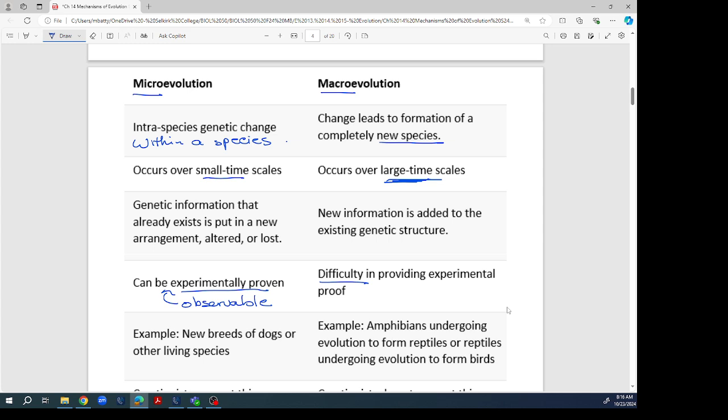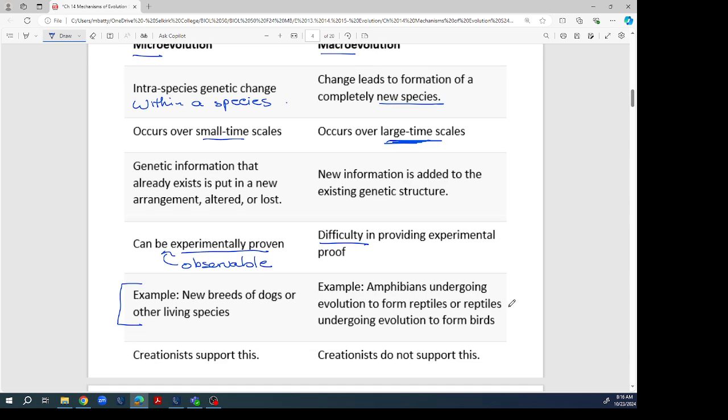And examples of these would be new breeds of dogs, or that selective breeding, that artificial selection that resulted in a lot of crops or different looking animals. And then over here, an example would be amphibians undergoing change to form reptiles, or reptiles undergoing change to form birds. These are new species or new branches of the evolutionary tree, new branches of a cladogram.